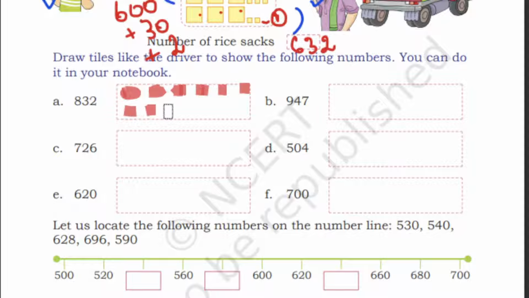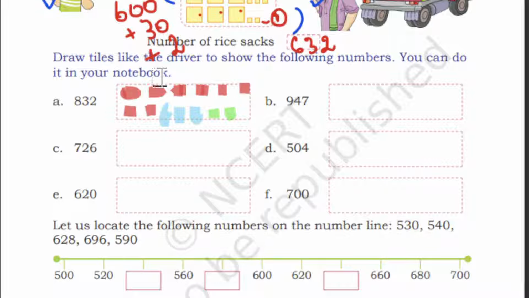3 tens. So 1, 2, 3. 3 tens are there. How many ones? We have 2 ones. So ones I'm going to use green color. So we have 2 ones. Okay, so it is very easy.